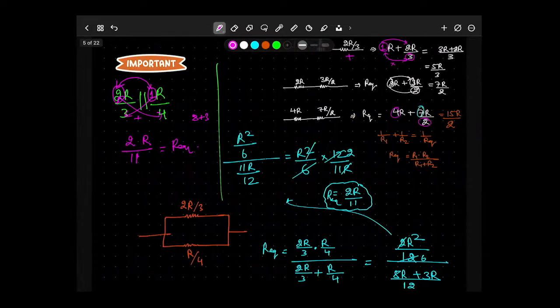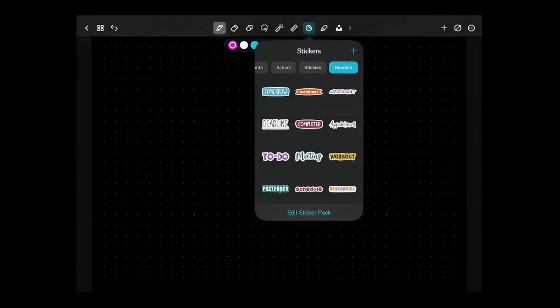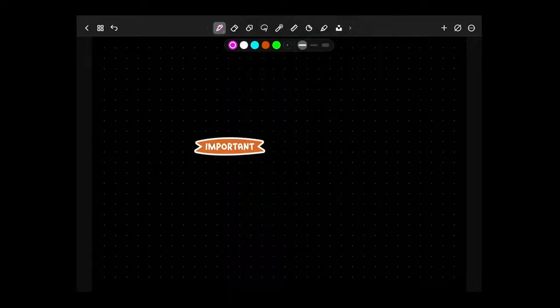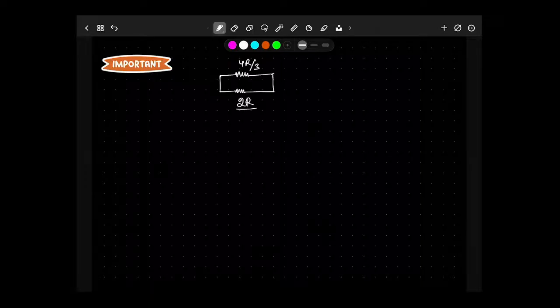Okay. So let's take a few more questions. Suppose I am giving a resistance 4R by 3 parallel with 2R by 5, suppose. And if somebody asks you what is R equivalent, then how to do that?